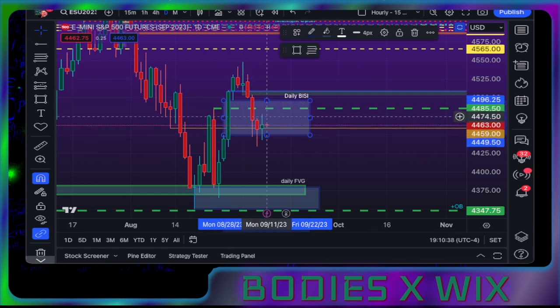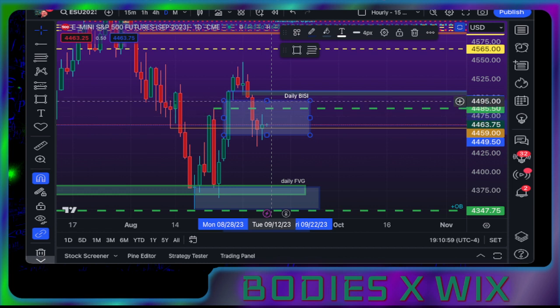So if it drops down and fills its fair value gap on one side, it will usually have to go back up price action wise and fill it the other way, before any other moves are made. So that's what I am anticipating on this daily fair value gap here, this buy side imbalance, sell side inefficiency.